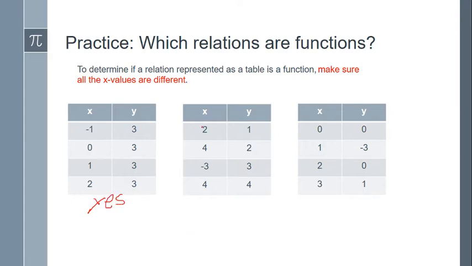How about this one? Stop. I have a 4 being mapped to 2, and I have the same 4 value being mapped to a different number. No. That's why it's not a function. And then finally, 0, 1, 2, 3. So this is going to be a function. All the x values are different. It works just like it does for the ordered pairs. All right, not too bad.